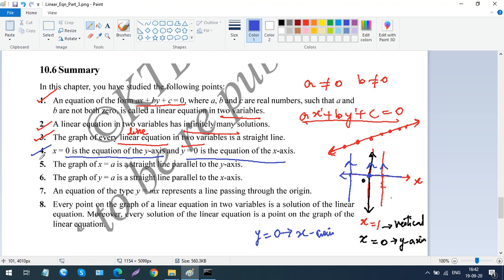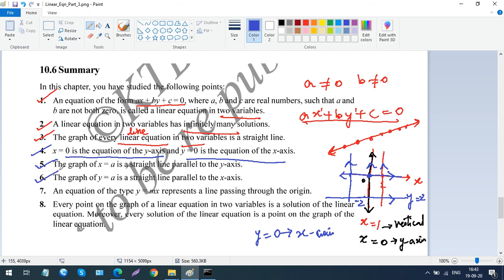Similarly, the graph of y equals a is a straight line parallel to the x-axis. Obviously, see, if you have a point like this over here, let's say -2, and if I draw a line which is passing through -2 like this, this is actually y equals -2. So this is the line which is parallel to the x-axis, right? So that's what they are saying.